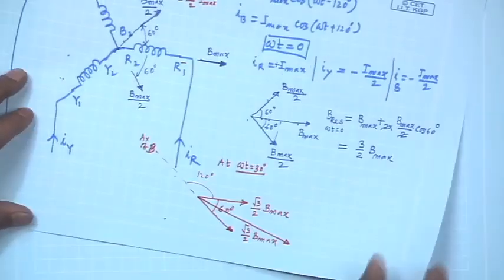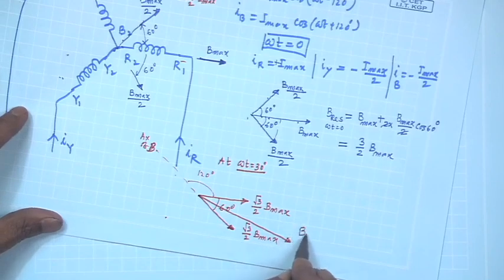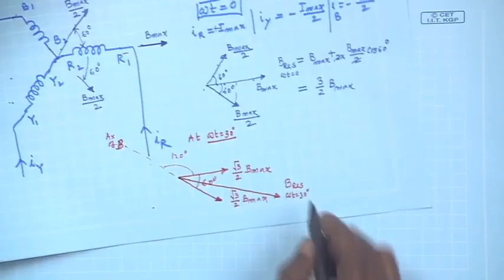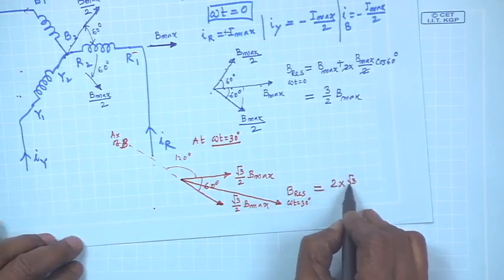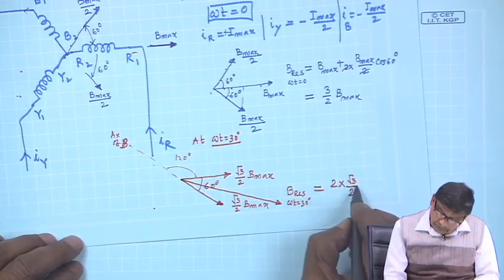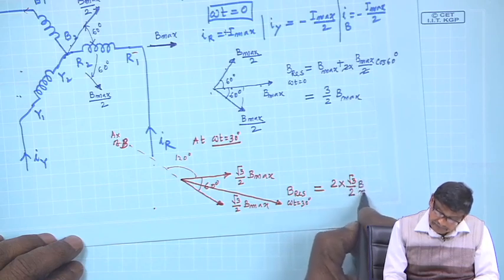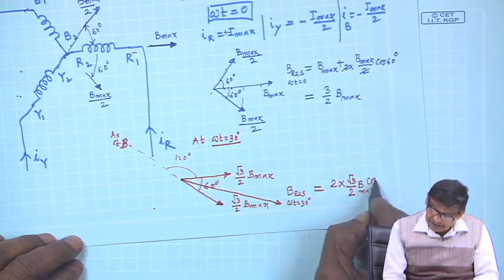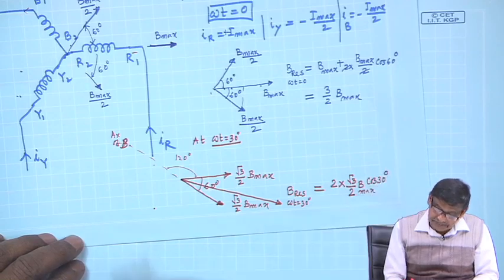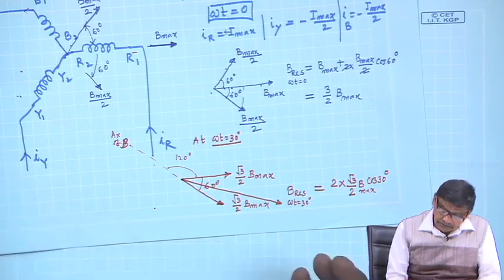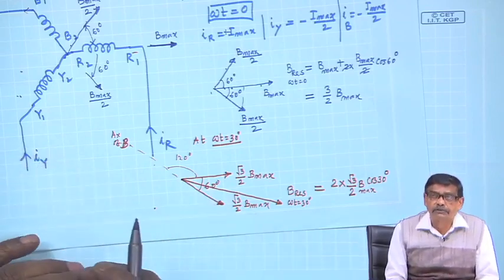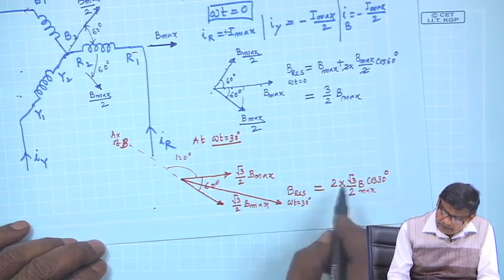and obviously, the B resultant at omega t equal to 30 degree will be just 2 times root 3 by 2 B max and cos 30 degree. We know two equal forces P, angle between them is alpha, resultant is 2 P cosine alpha by 2, something like that, whichever way you do.